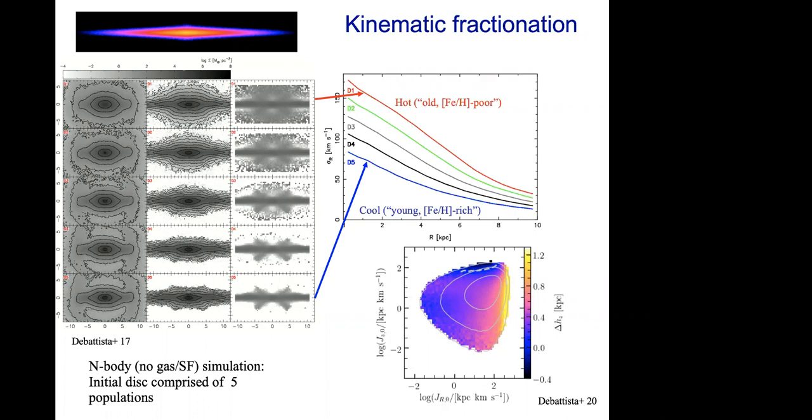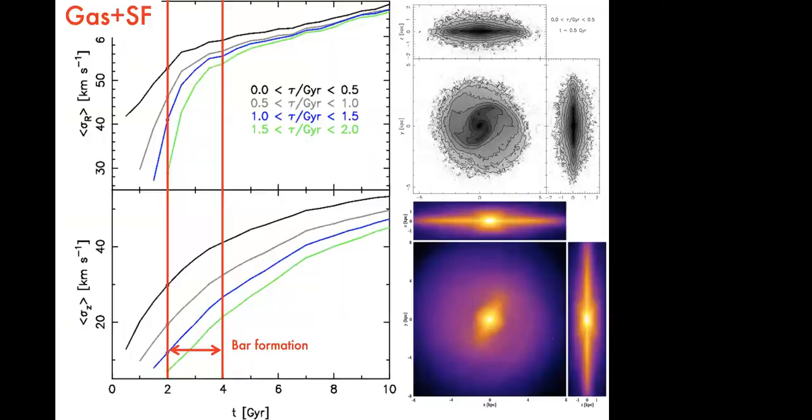We can now turn to self-consistently evolving simulations with gas and star formation, where we expect the physics to be exactly the same. This is a simulation where all the stars formed out of gas. I didn't put in anything by hand. And at the end of the simulation that's been evolved for 10 giga years, we have a nice strong bar. And if you look edge on, you can even see a nice strong X shape. During this time interval, 2 to 4 giga years, there's a bar forming.